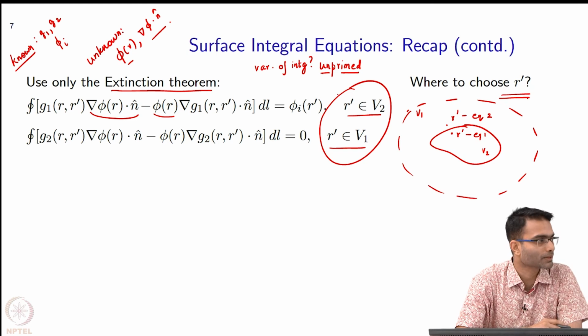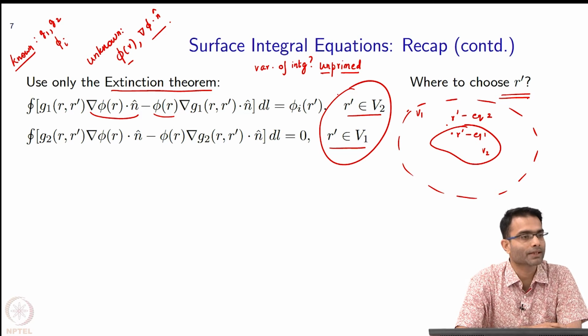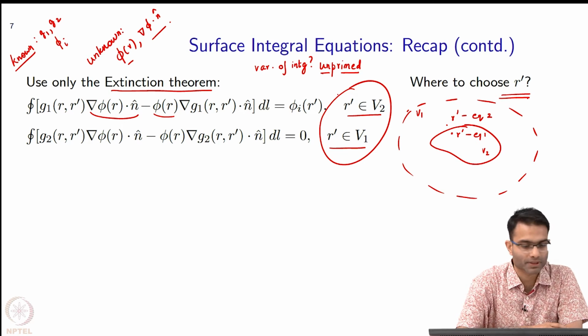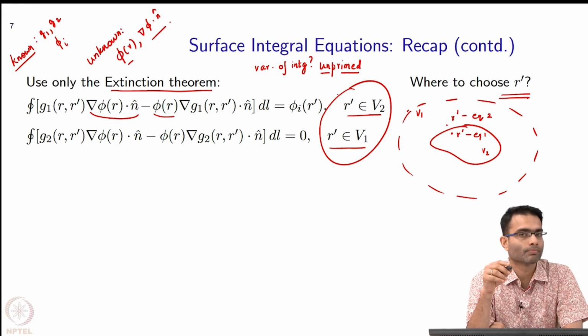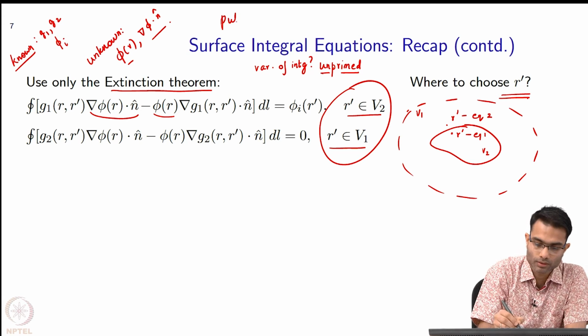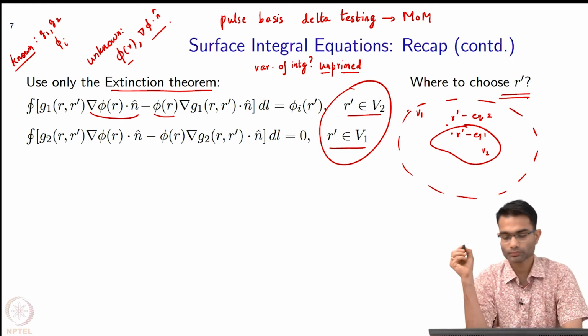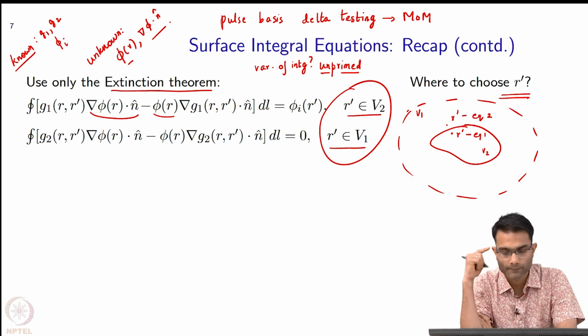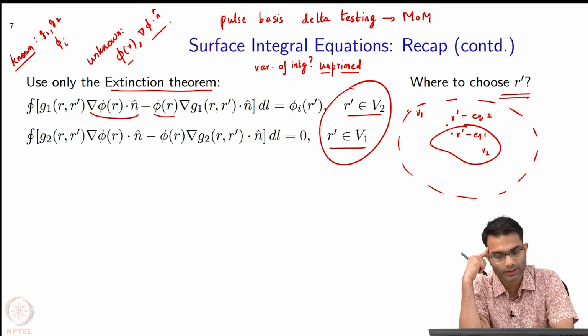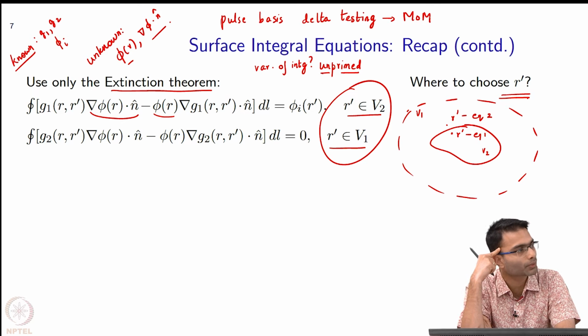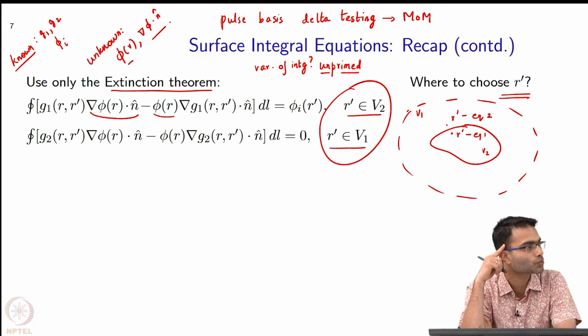I want to solve this by something like method of moments, and we'll take the simplest kind of method of moments. What is the simplest kind? Pulse basis, delta testing. We'll keep this as the prototype. All right, this having been specified, the testing location corresponds to where I choose my r prime. So where can I choose my r prime?